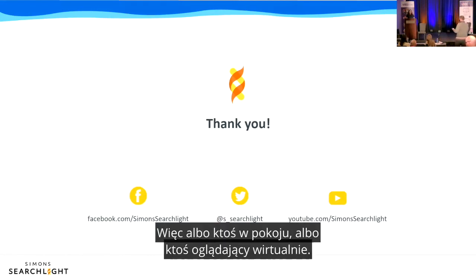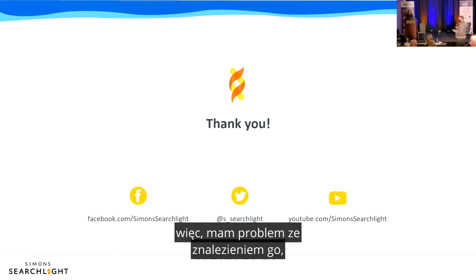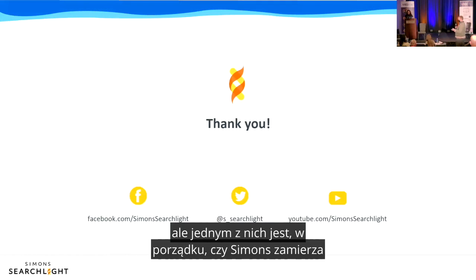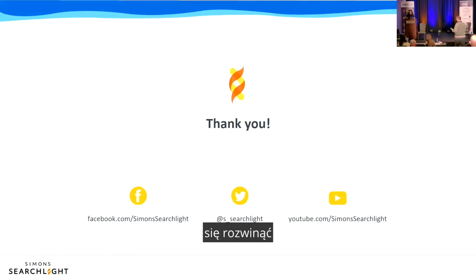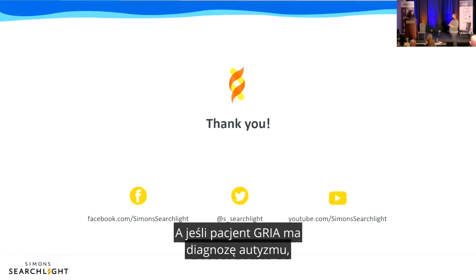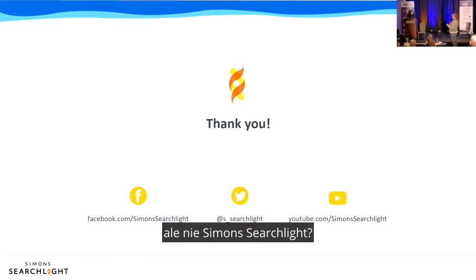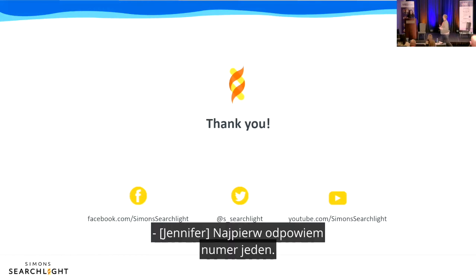Question through the app, either someone in the room or someone watching virtually. Actually, 2 questions that are similar. I'm having trouble finding it. But one is, is Simons going to expand to GRIA, GRIK, and GRID patients? And if a GRIA patient has an autism diagnosis, does that mean they can donate to SPARK, but not Simons Searchlight? I will answer number 1 first.